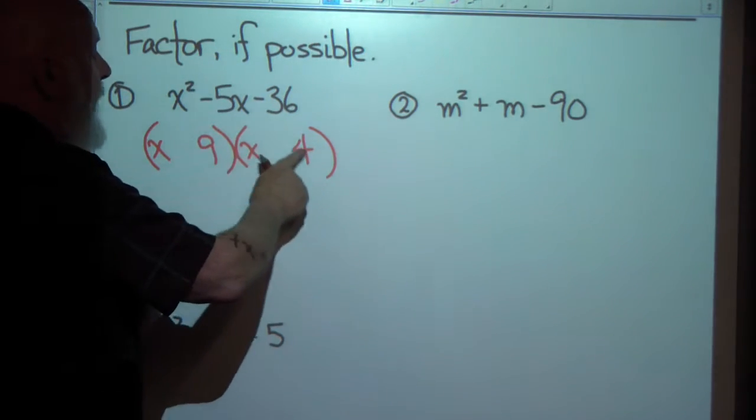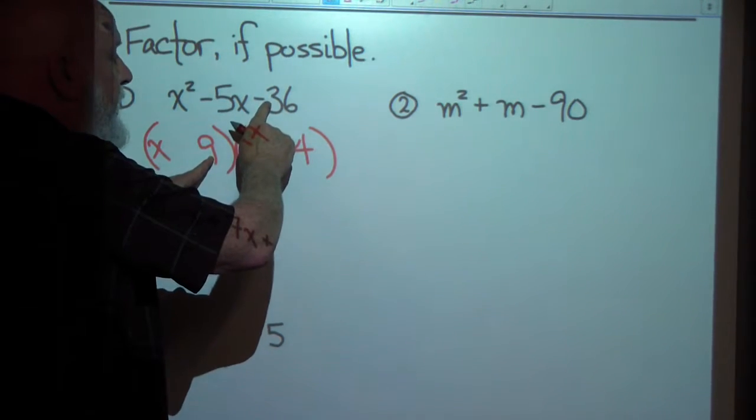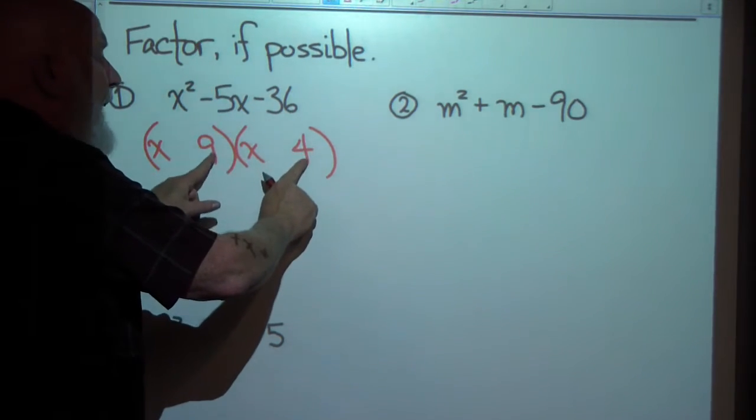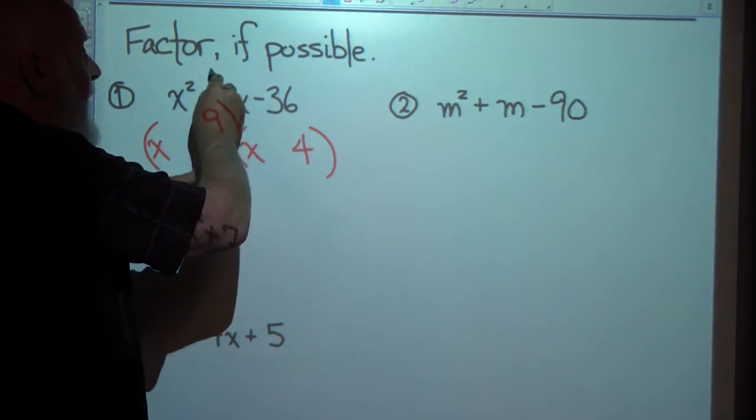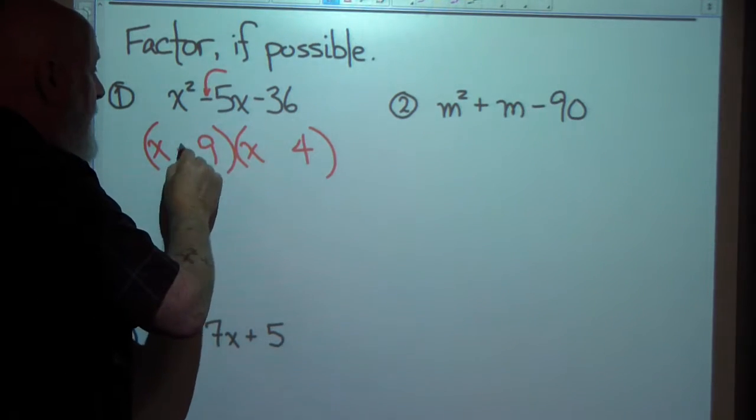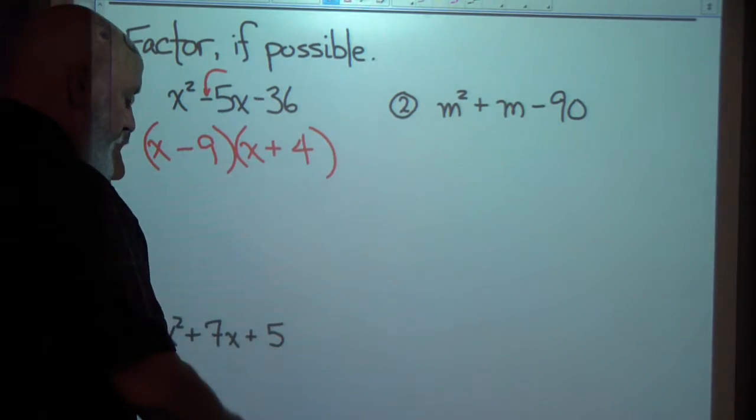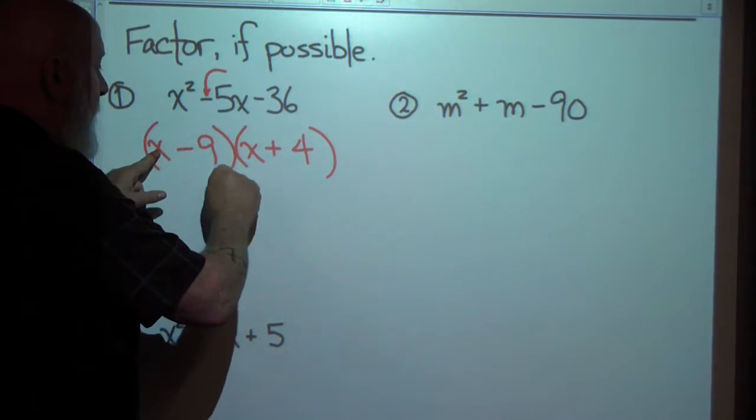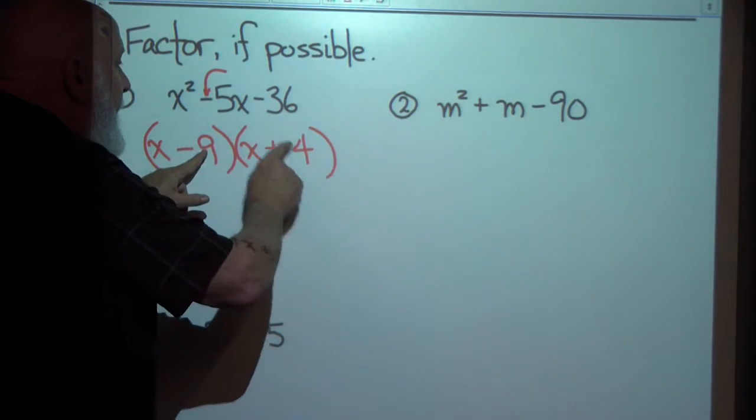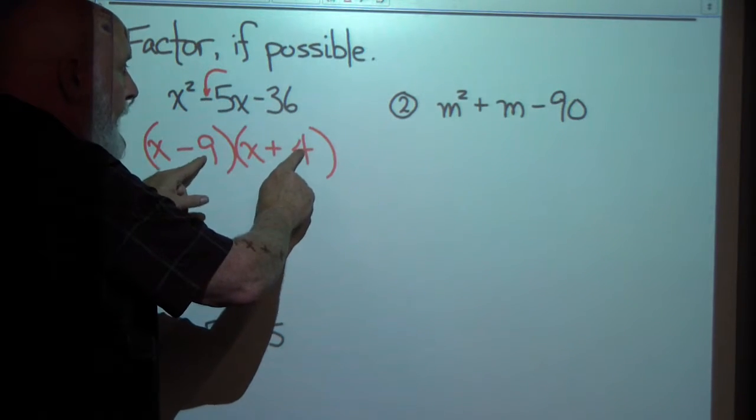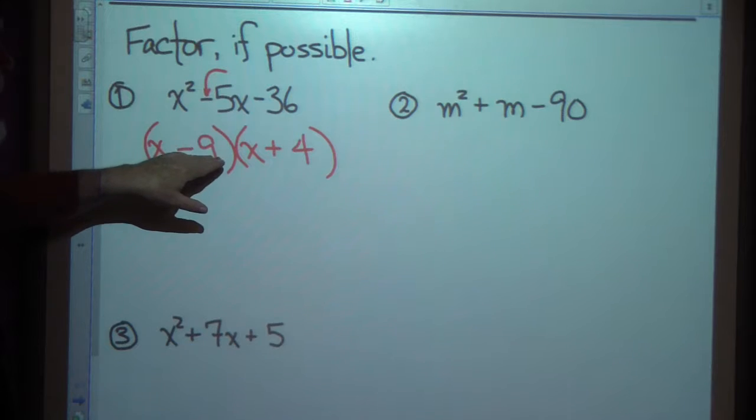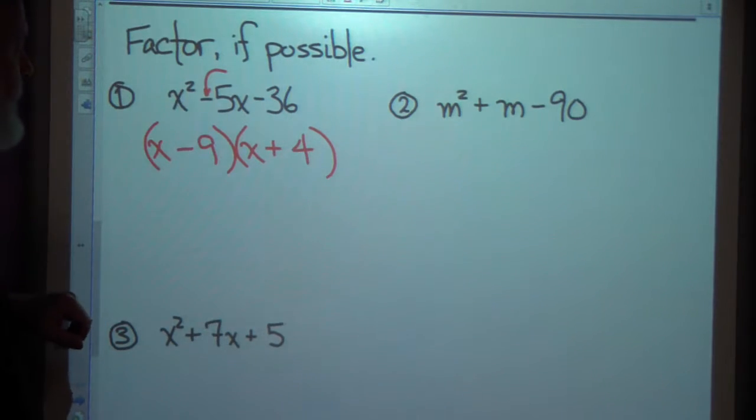So I want to multiply these together to get negative 36. And I want to add them together to get negative 5. And the only way I can add these two numbers together and get a negative 5 is for the 9 to be negative and the 4 to be positive. And then I do a quick check. There's my x squared. These numbers add together to give me negative 5, and they multiply together to give me negative 36, so I'm good to go. This is the factorization of that.